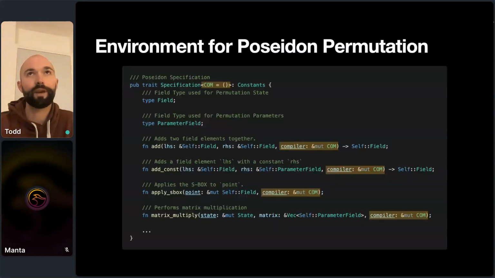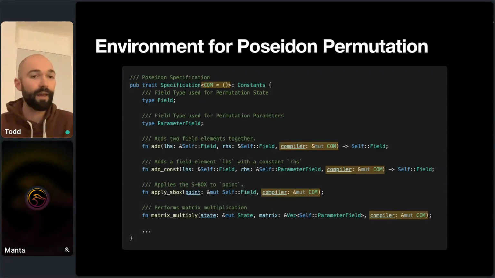So how would you go about describing this in ECLAIR? If you recall from Brandon's talk, he mentioned that the gadget lives within an environment. So what would the environment be for this Poseidon gadget? I've represented it as this specification trait here. So this specification trait, you see first of all that it's generic over some com type. And the first two things that you need to specify are a field type for the state and a field type for the parameters. Now, in native computation, those would be the same type, but of course, we're aiming for a description that's general enough that it could accommodate native computation and computation within ZK.